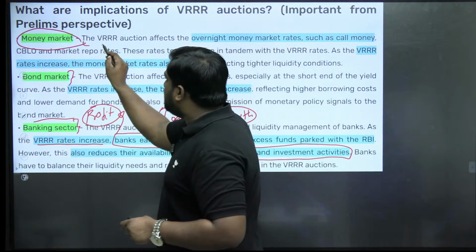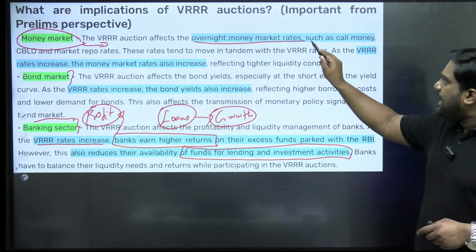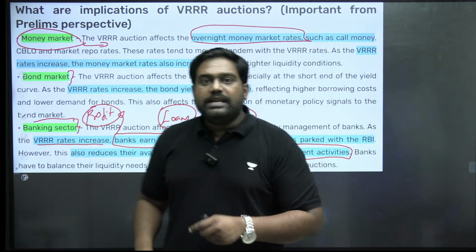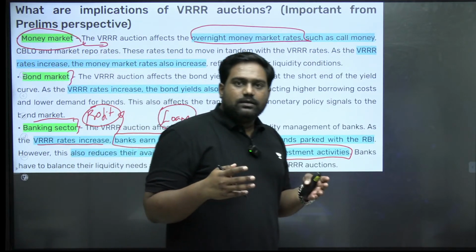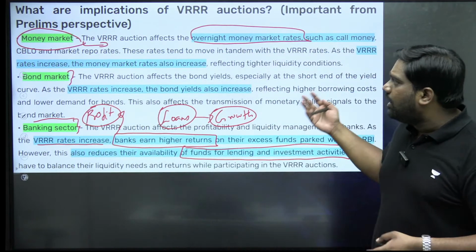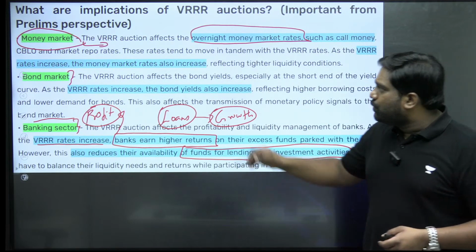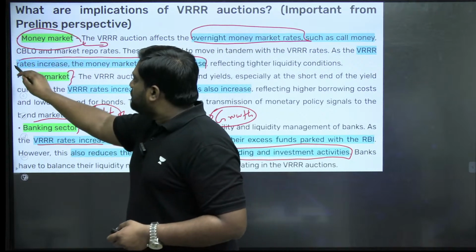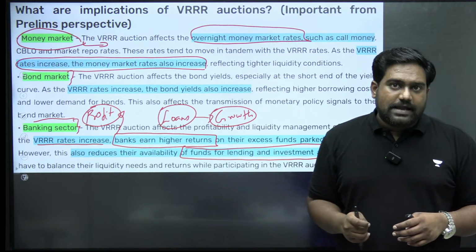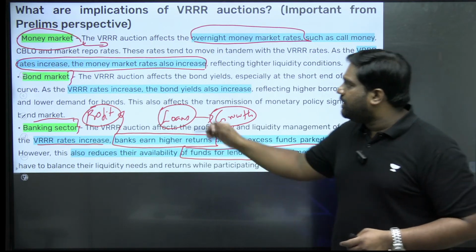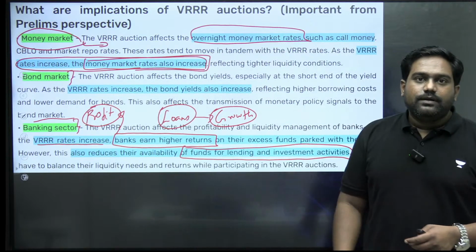What will happen in the money market? UPSC can ask you this. It will have an impact on overnight money market rates. For example, on call money. There are overnight money market rates like call money, market repo rate, CBLO rates. So these rates will move in tandem with VRRR auctions. If the VRRR rate is increased by the RBI, parallelly in the money market, these rates will also increase. Understood?